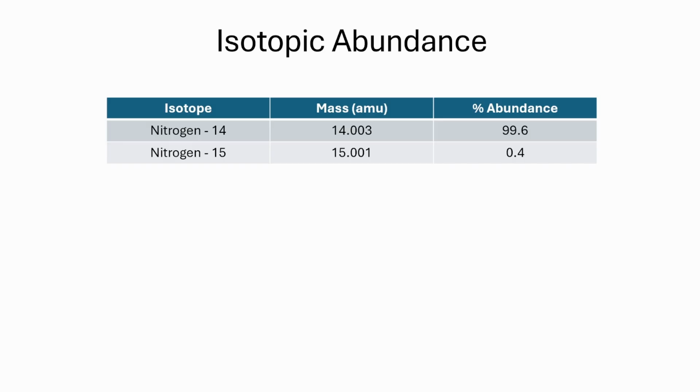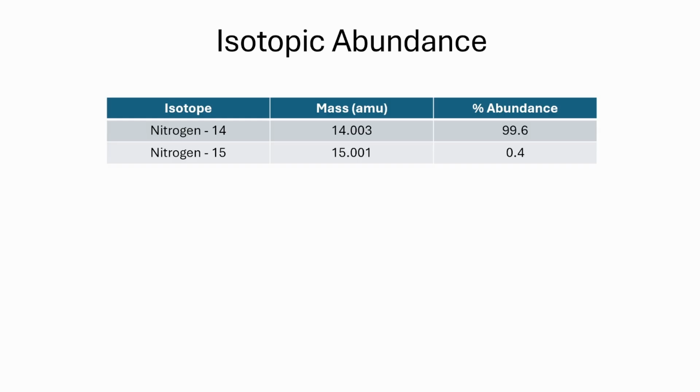Isotopes contribute to the idea of isotopic abundance, where there might be a couple of isotopes for a single element. In this case, in our table, we have 2 common isotopes for nitrogen, and they have differing masses due to that extra neutron. For nitrogen 14, we have 14.003 AMU, or atomic mass units, and for nitrogen 15, we go up to 15.001. The percent abundance in the right column is important because this tells you how much this actually occurs in nature. 99.6% of the time, if I pick out a nitrogen atom, it will be nitrogen 14. But 0.4% of the time, it will be nitrogen 15.